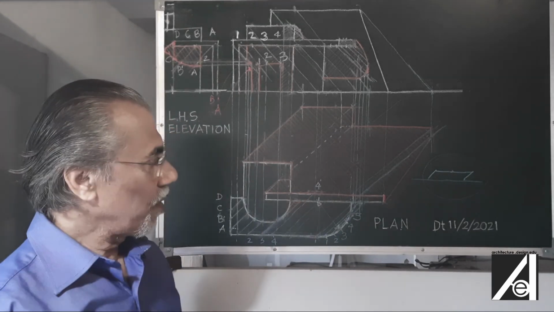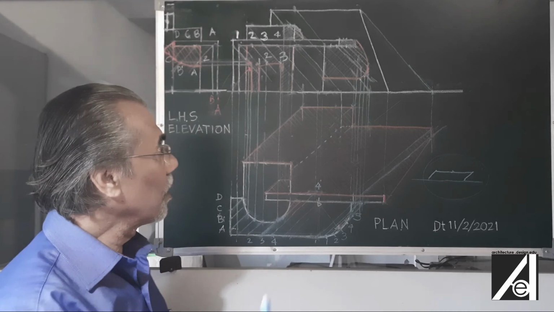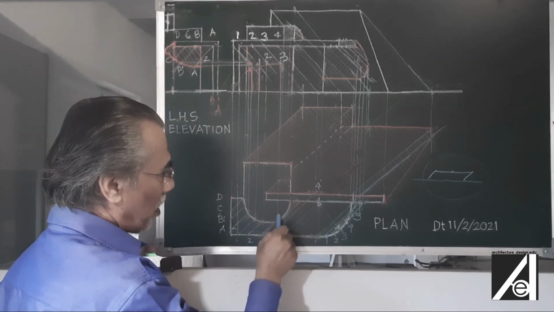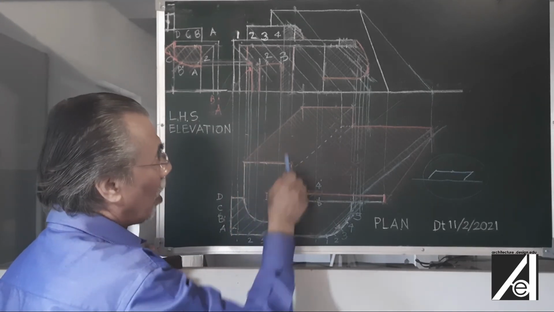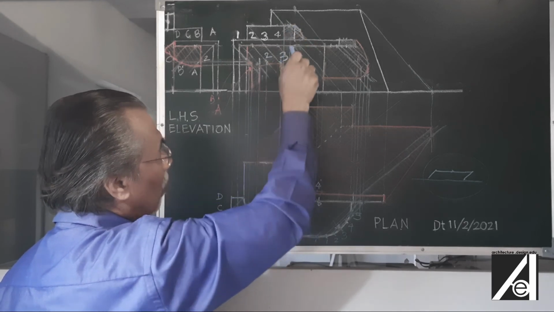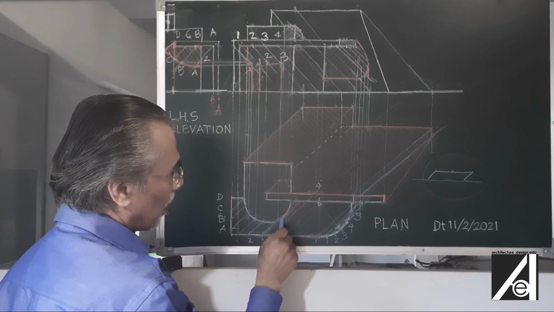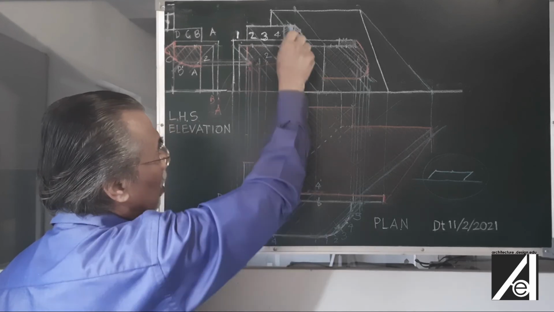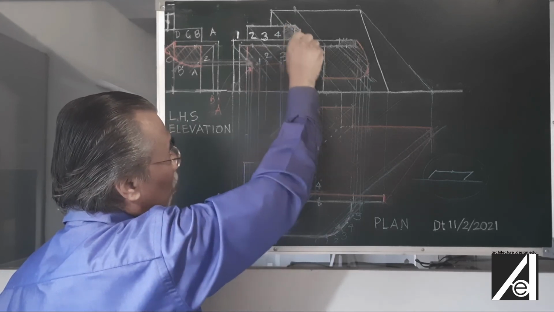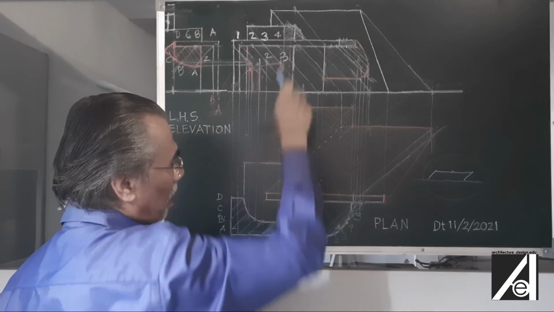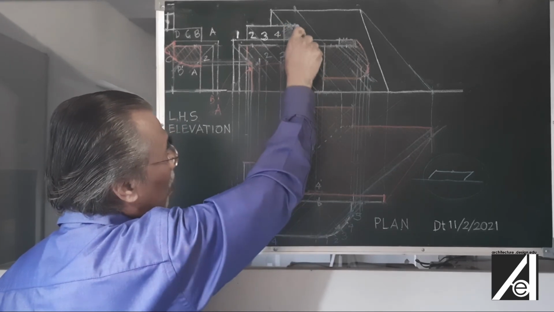So this is how you draw the sciography. And then now this upper part of the curved portion, for this also you can take 1, 2, 3 points here, 1, 2, 3 points here, which will be seen here, and then project them one by one, and then you can project it up and draw the sciography here.